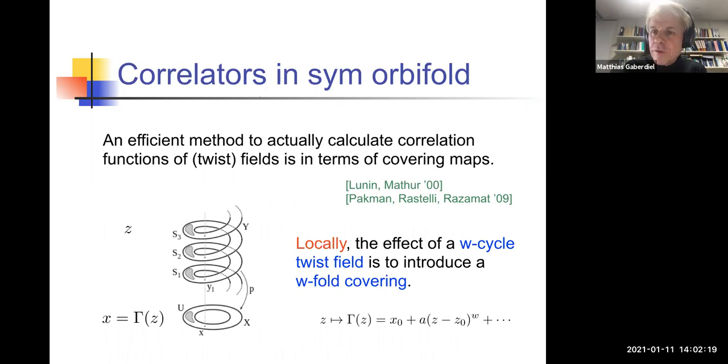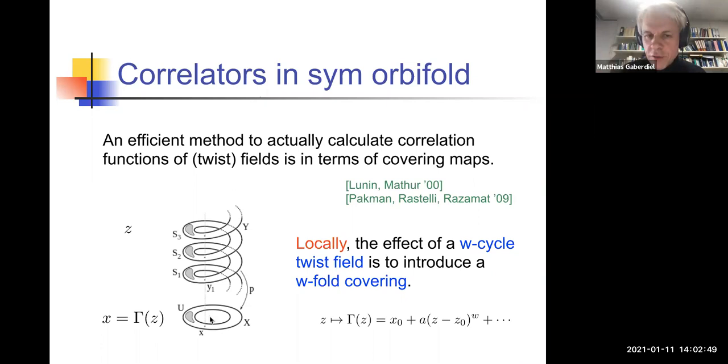Well, one idea that was pioneered by Lunin and Mathur is that you should go to the covering space. You should think of the field in the W twisted sector as basically introducing a W-fold multi-story car park. And you should think of it in terms of some covering of it, where you have a W-fold cover over the point where you insert this W twisted sector field. Now this you have to do for each of the fields of your correlation function.